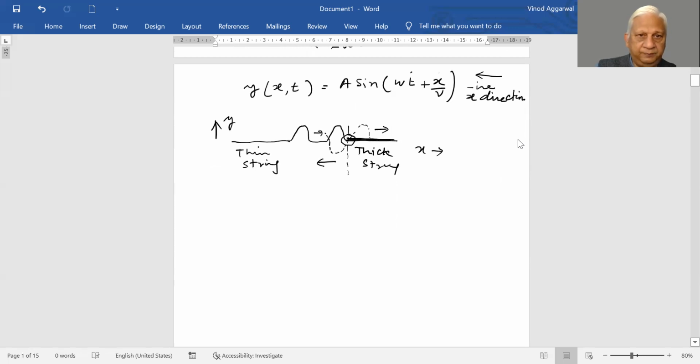Now let's take another case, where our first portion is a thick one, and then we have a thin wire. This is thick, this is thin. Then any disturbance that was happening, again what happens? Some part of it will... this is the interface of thin and thick string.